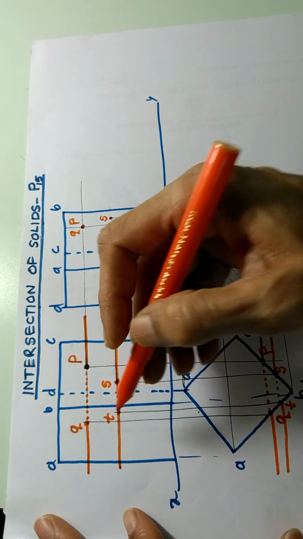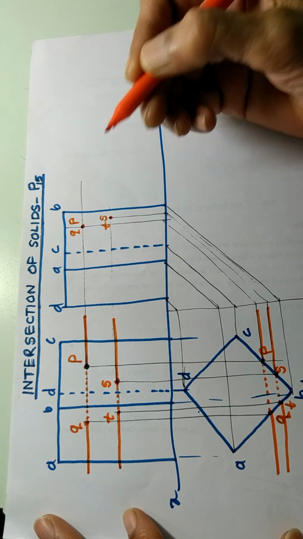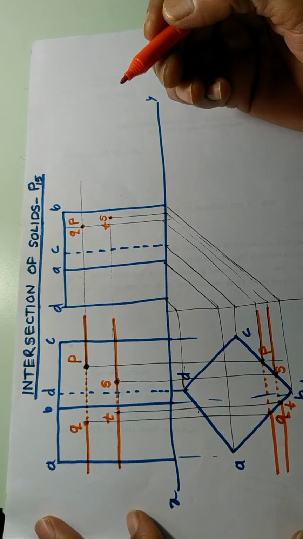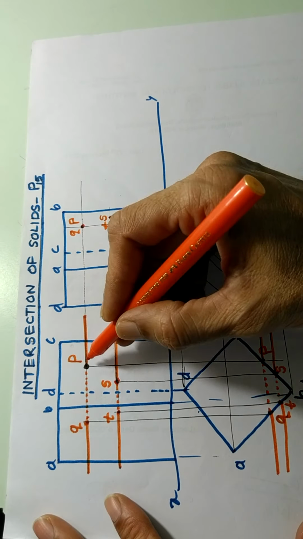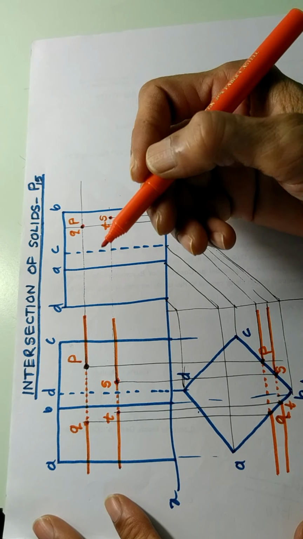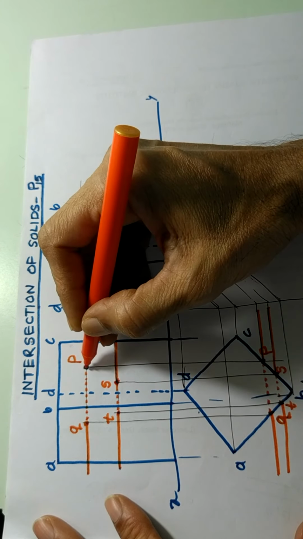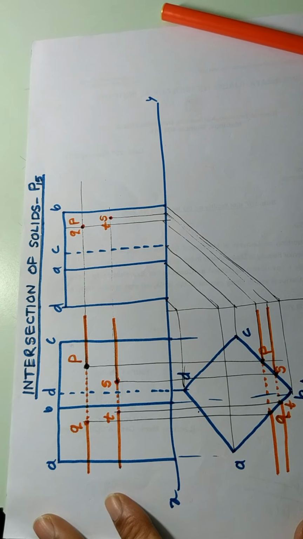So this is S, this is T, and the same point is T. Right? So now we have drawn 2 lines here, one here and one here, 2 lines we have drawn. Now suppose like point P and point S, we are now going to draw several points.